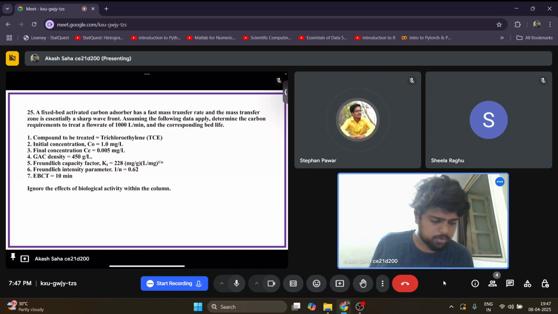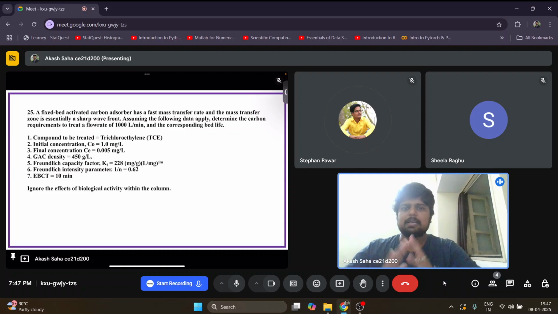So though it looks like a longer problem, many things are asked. This is a complete design of a filter, a carbon filter. A fixed bed activated carbon absorber has a fast mass transfer rate, and the mass transfer zone is essentially a sharp wavefront. So they are describing the carbon absorption.